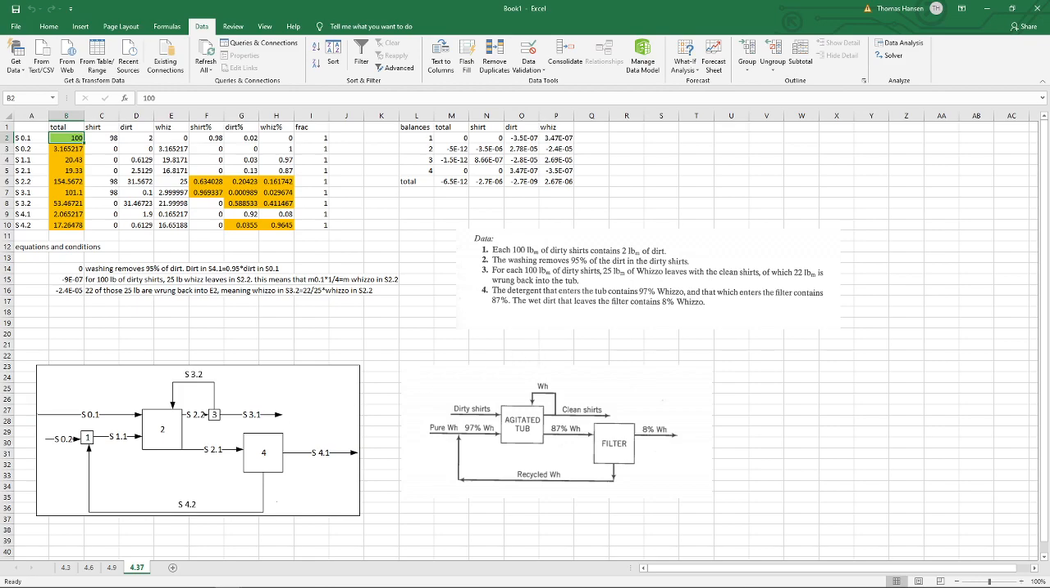You have 100 pounds of dirty shirts entering, but 101 pounds of clean shirts exiting.